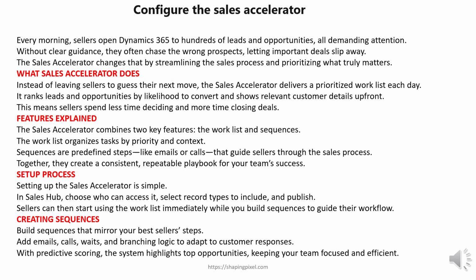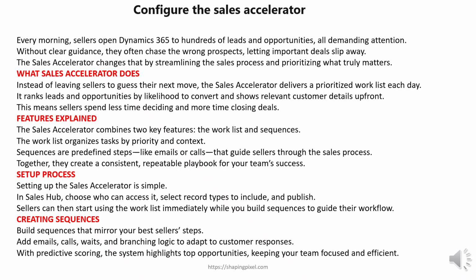Every morning, sellers open Dynamics 365 to hundreds of leads and opportunities, all demanding attention. Without clear guidance, they often chase the wrong prospects, letting important deals slip away. The Sales Accelerator changes that by streamlining the sales process and prioritizing what truly matters. Instead of leaving sellers to guess their next move, the Sales Accelerator delivers a prioritized work list each day. It ranks leads and opportunities by likelihood to convert and shows relevant customer details up front. This means sellers spend less time deciding and more time closing deals.